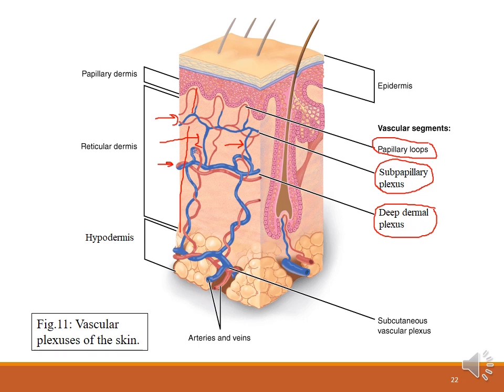On the other hand, the lymphatic vessels begin in the dermal papillae, and they will form plexuses that correspond to the blood vessel plexuses that we have talked about.